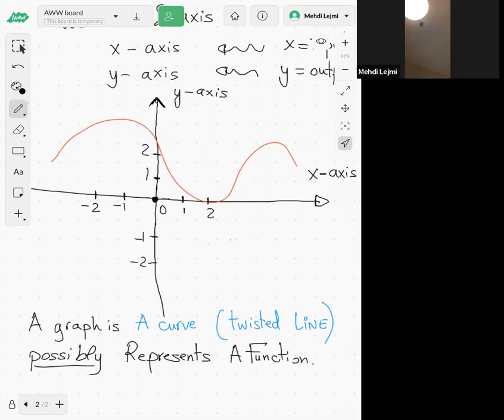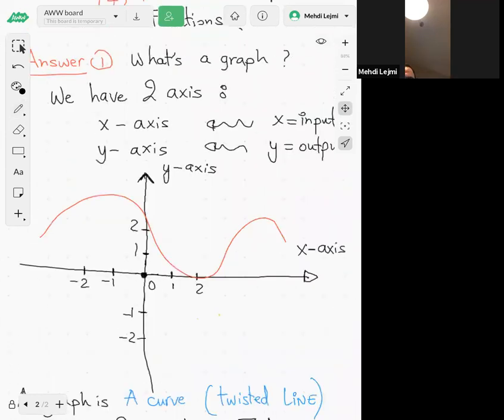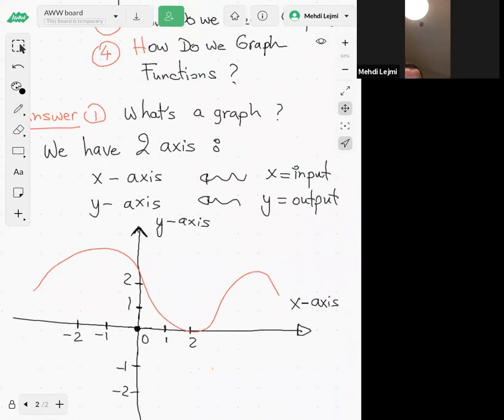So you think of a graph as a twisted line, and as I said, a graph, like for the equations, is the same thing. Like for the equations, it can represent a function. Okay. So next question. That's for the graph. That's what I mean by a graph. It's just a curve, a twisted line.